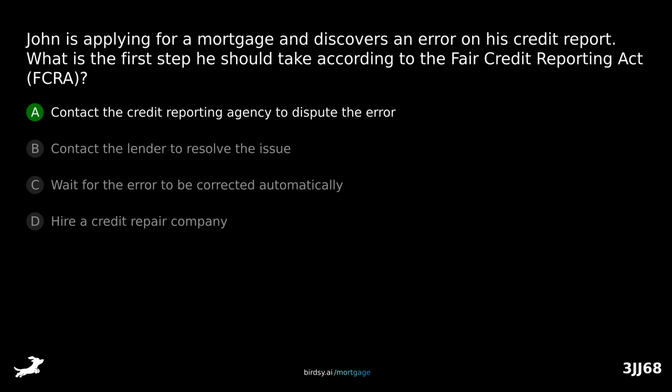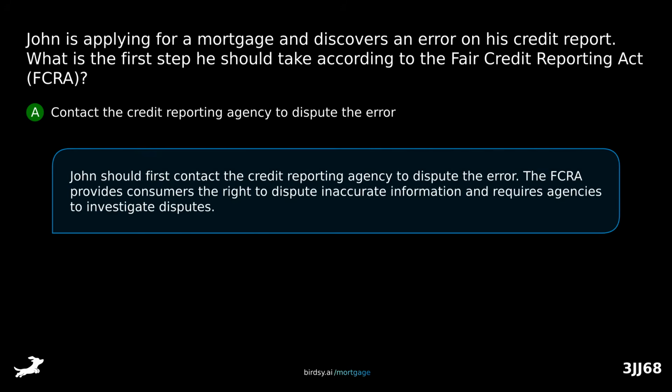The answer is A, contact the credit reporting agency to dispute the error. John should first contact the credit reporting agency to dispute the error. The FCRA provides consumers the right to dispute inaccurate information and requires agencies to investigate disputes.